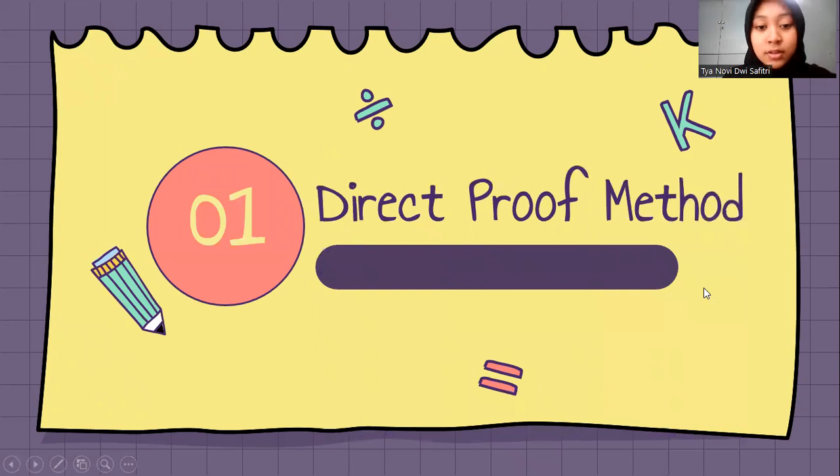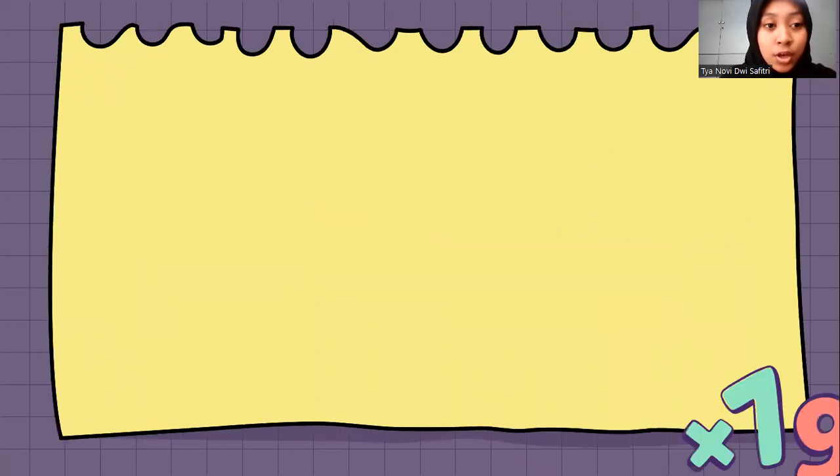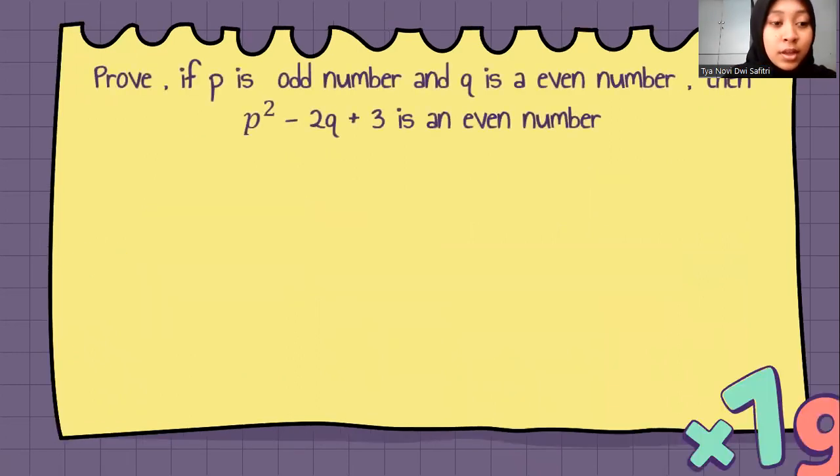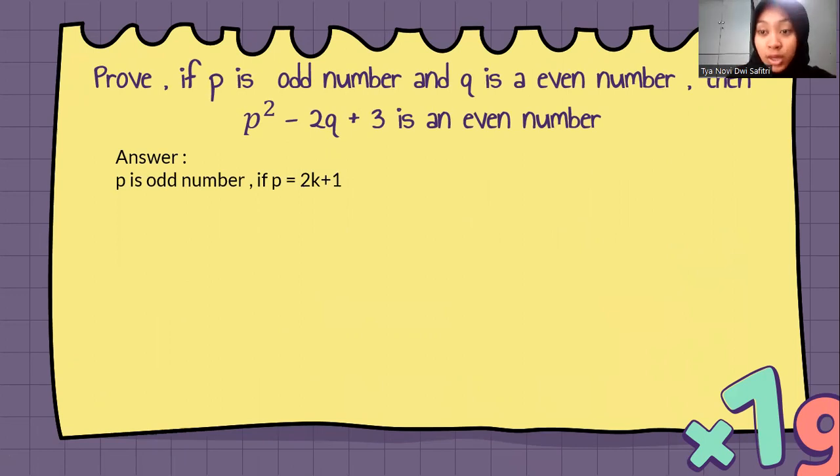Okay, first is a direct proof method. We have a statement to prove: if P is an odd number and Q is an even number, then P squared minus 2Q plus 3 is an even number. The answer: P is an odd number if P equals 2K plus 1, and Q is an even number if Q equals 2K, where K is an element of integers.